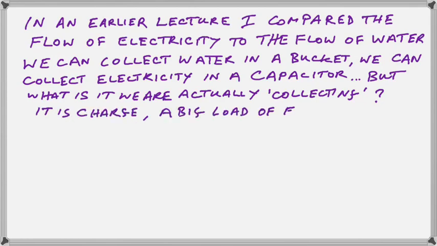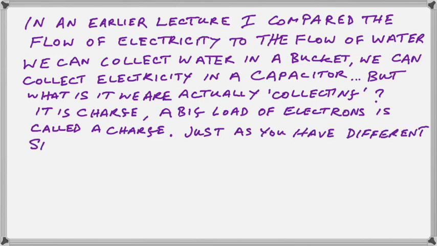Well, it's charge. The basic electron has a very small charge, and when we have a whole big bunch of them, say millions of electrons, the accumulated charge from the number of them is what we're actually collecting. We're collecting charge, small particles of charge, and if we have a big load of them, then we've got a big charge.